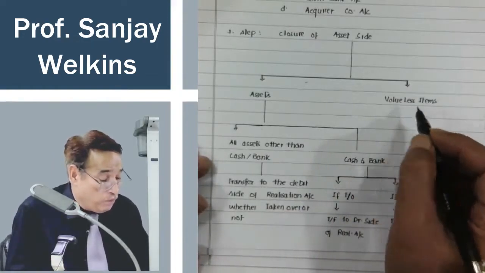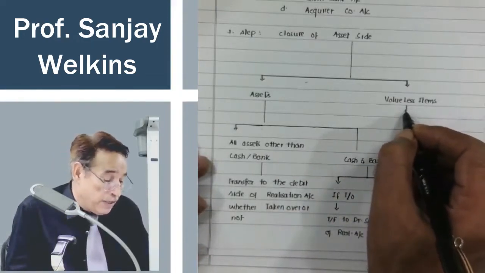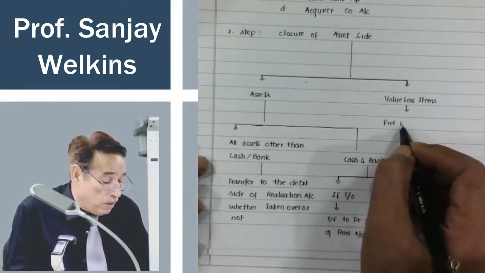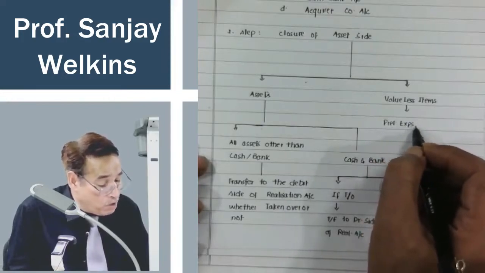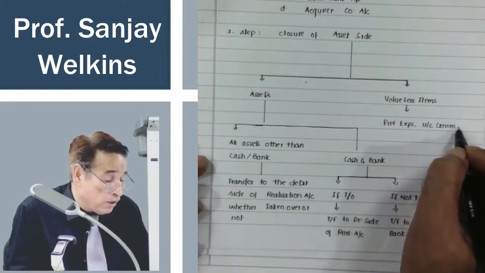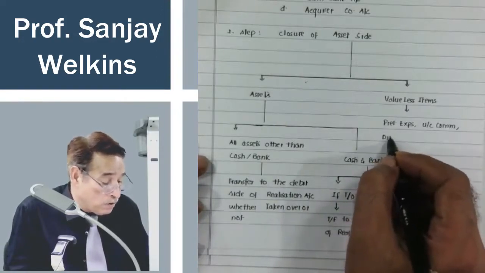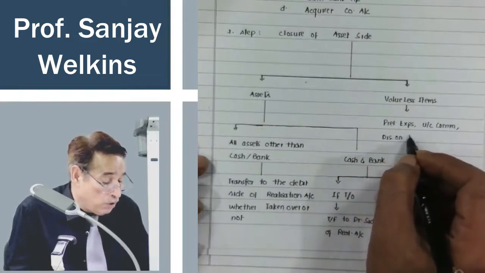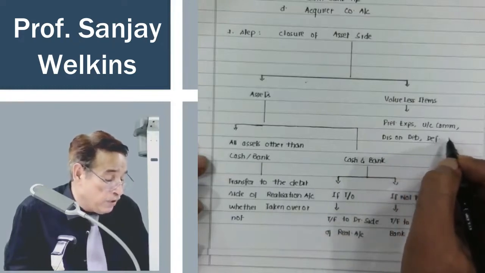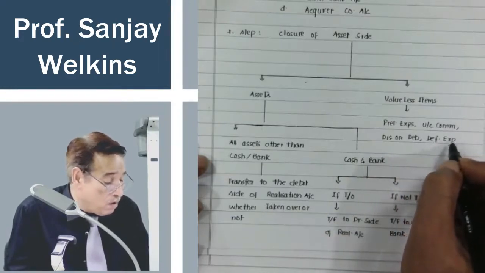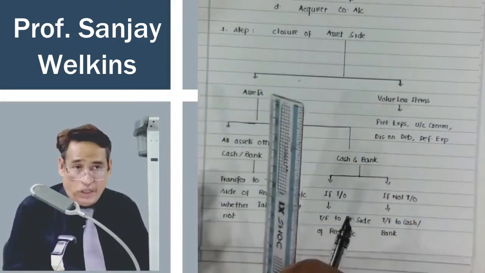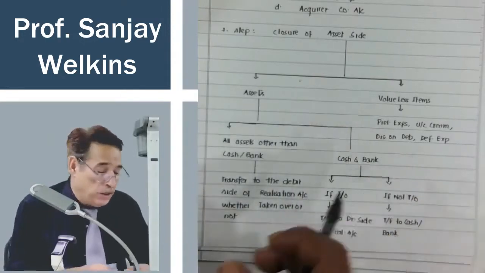Besides that, there may be some valueless items such as preliminary expenses, as I told you, underwriting commission, discount on shares, discount on debentures, correct? So whatever deferred expenditure there is, because they are valueless items, quite obviously the new company is not going to take them over. However, you will have to close them.